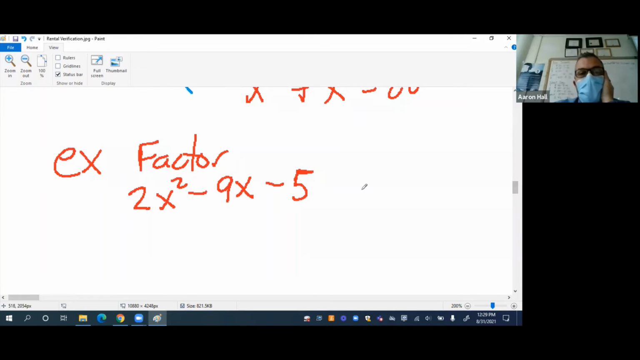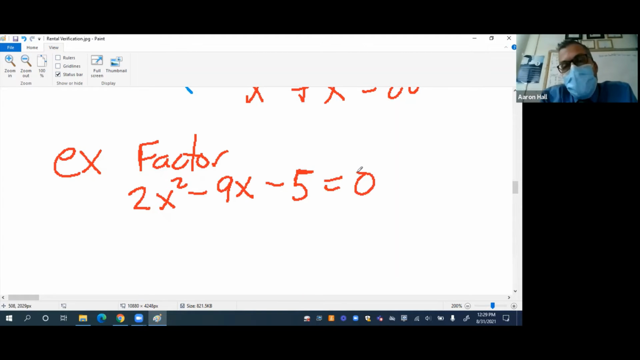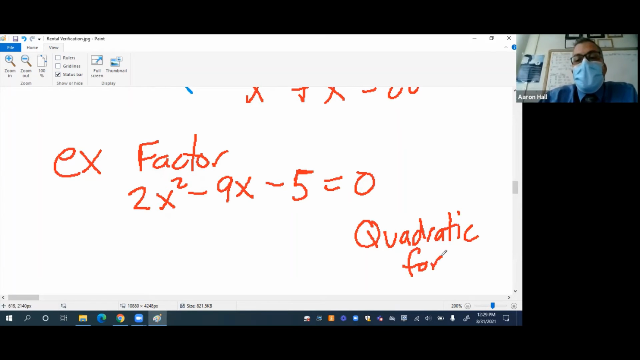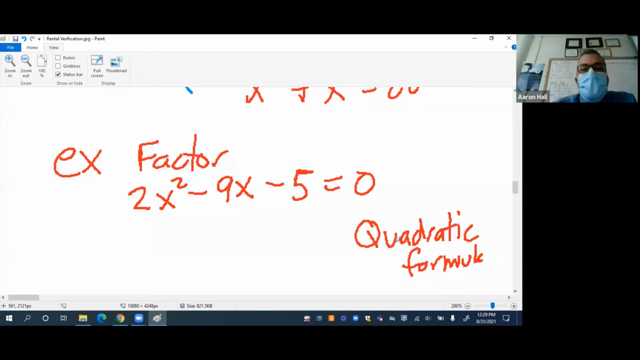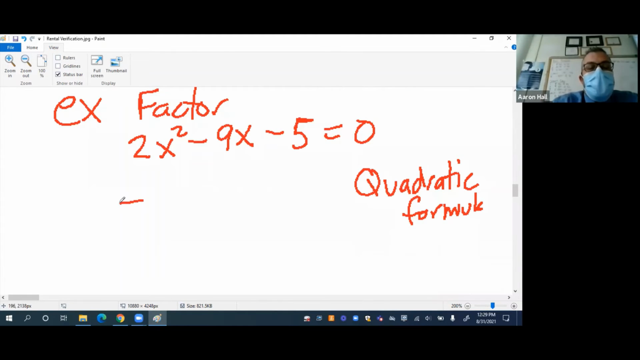Did you learn how to factor when your leading coefficient is not 1? Do you know how to do this? It's been a while. Some teachers don't teach this because they say, if you ever have this equal to 0, we can always solve for x. How? The quadratic formula. Negative b plus or minus the square root.